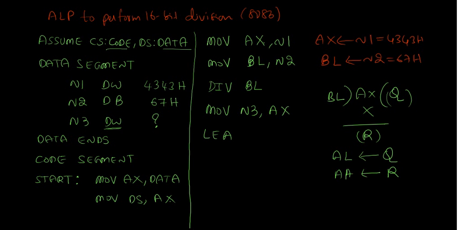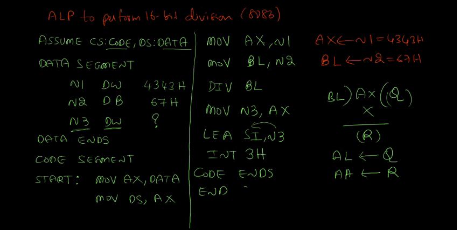Now to know the exact memory location of this N3, you can use load effective address of N3 to SI to know the exact location number of this N3. Now you can stop this with the debug breakpoint, INT 3h. Then you can end the code logical segment, code ends. Then you can end the program which is started with the label start, right? So this division you can do with this, whatever the quotient and whatever the remainder, those will be loaded in AX in this fashion.